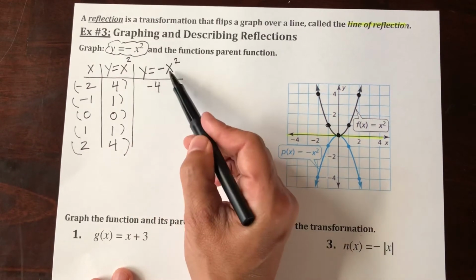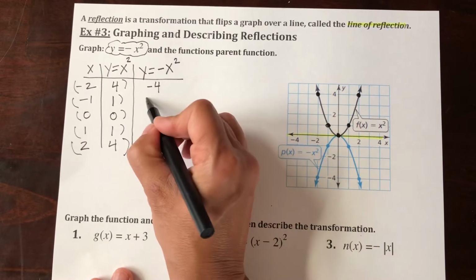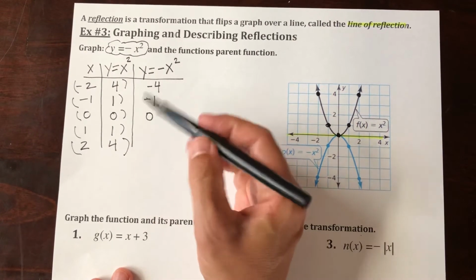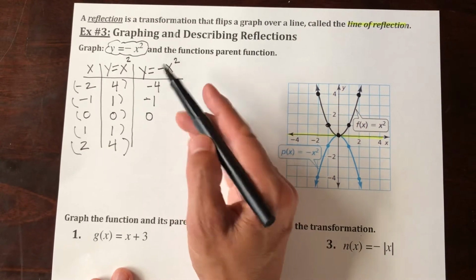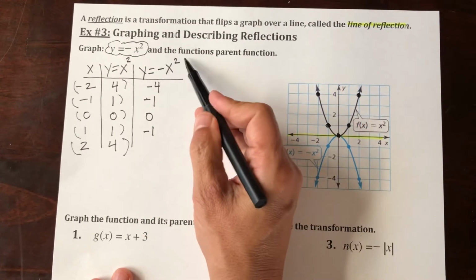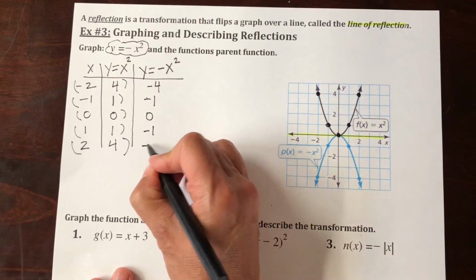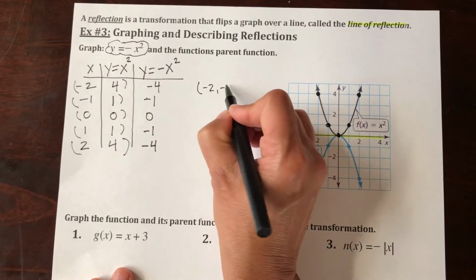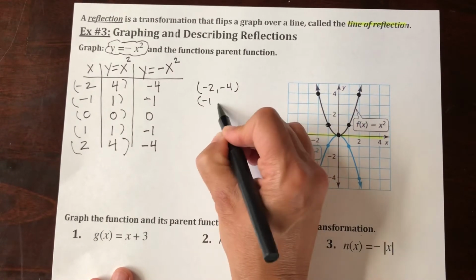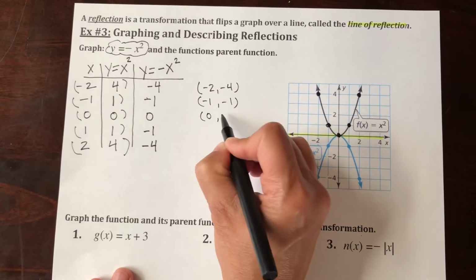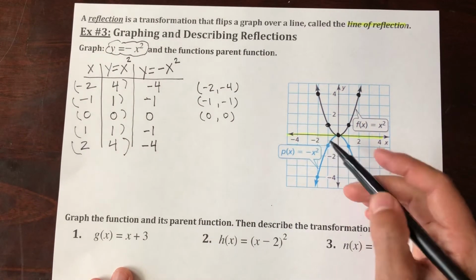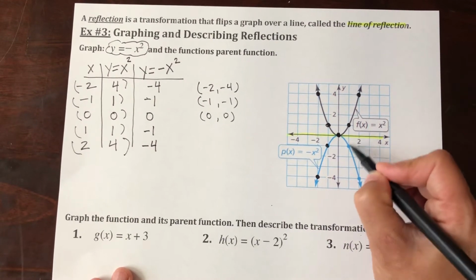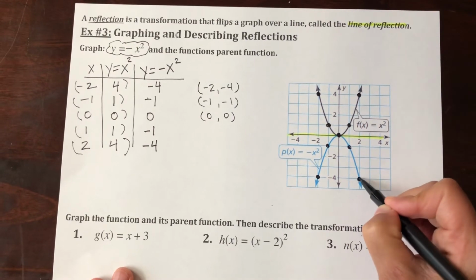So that negative in front takes the opposite of all of these outputs. -1 squared is 1, the opposite of that is -1. 0 squared is 0, the opposite of 0 is still 0. 1 squared is 1, the opposite of that is -1. 2 squared is 4, the opposite of that is -4. All right, so these are our new data points. I have a -2, -4, a -1, -1, etc. -2, -4 is down here, -1, -1, 0, 0, 1, -1, and 2, -4.